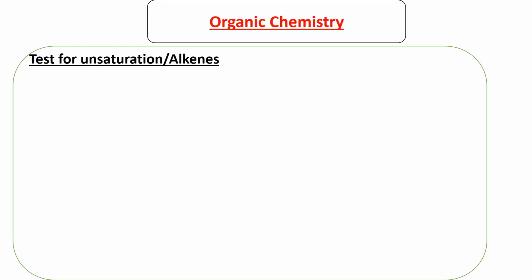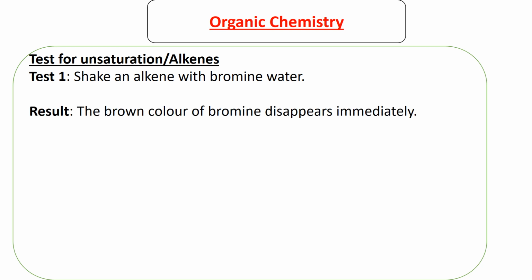Other than the preparation, we're going to discuss something interesting, which is the test for unsaturation or test for alkenes. If you have been given a hydrocarbon, how can you tell that that hydrocarbon is an alkene or an alkane? So we do some tests which are called tests for unsaturation, also called tests for alkenes. So in test one, you shake an alkene with bromine water. Bromine water is water that has bromine. So when you do this, this is going to happen. The brown color of bromine disappears immediately.